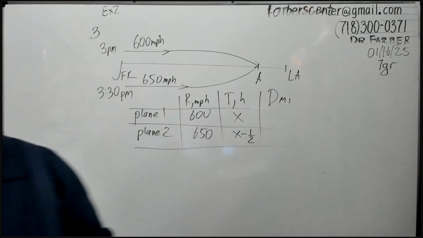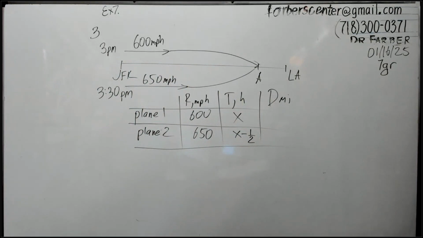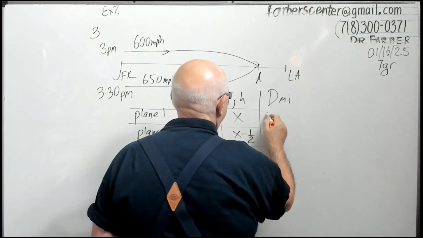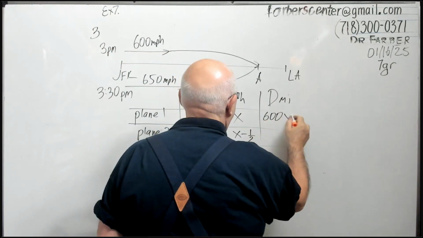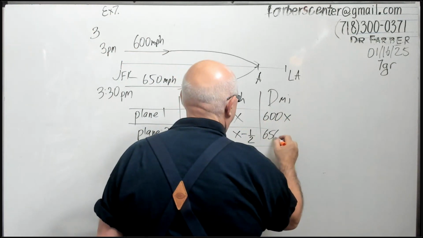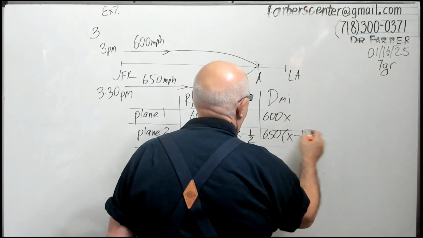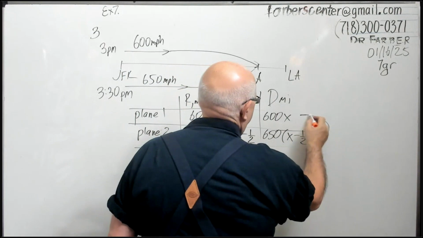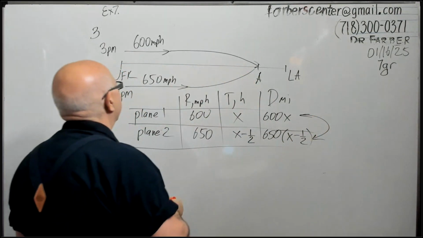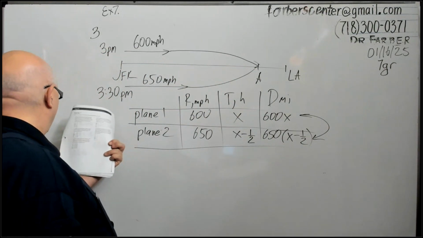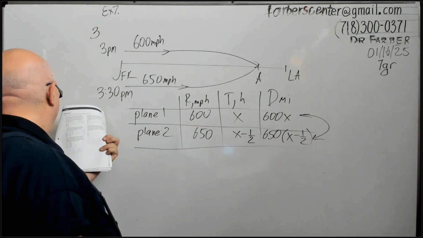So far, so good? Somebody writing the question. Understand up to this point? Okay. 600x, 650 times x minus 1/2. And you know this and this are the same. You can see this clearly from this picture. Don't forget what they ask you about. They ask you to find at what time.